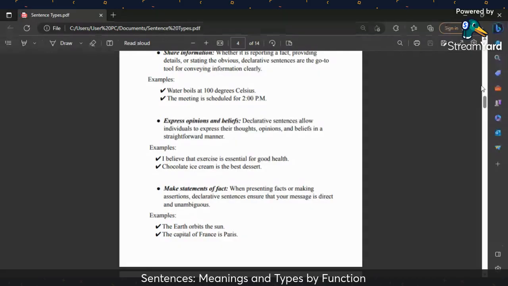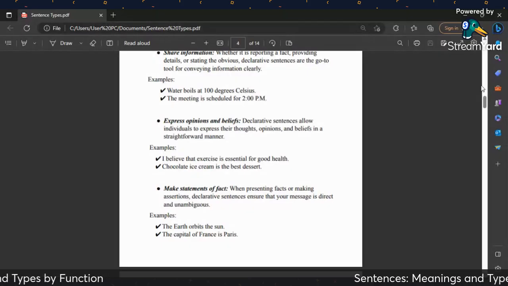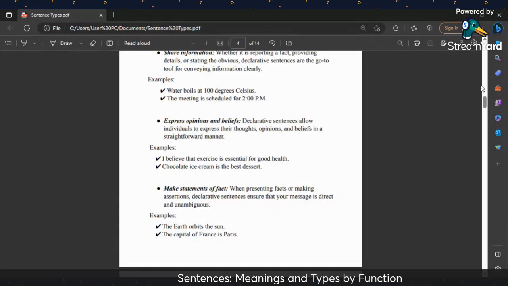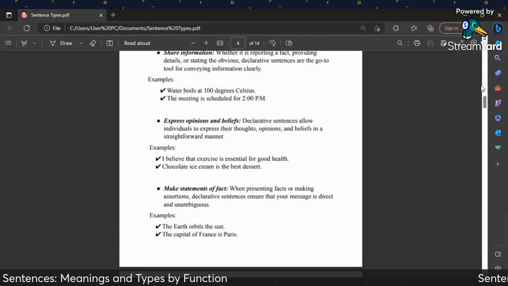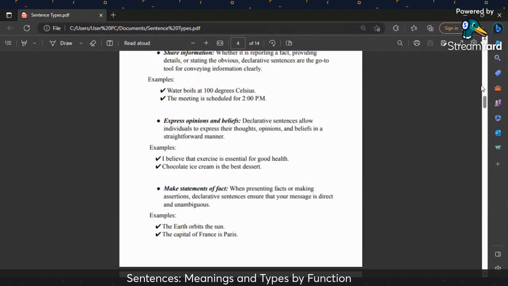So moving on to the next point, declarative sentences help to make statements of fact. When you're presenting facts or making assertions, declarative sentences ensure that your message is direct and unambiguous. When I say this, I mean they are clear. They're easy to understand. The earth orbits the sun. That is a statement of fact. The capital of France is Paris. That is a statement of fact.